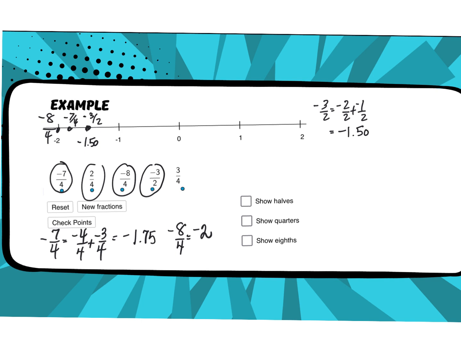And all that's left is 2/4 and 3/4. And we know that 2/4 is 50 cents. And 3/4 is 75 cents. So that would go right between 0 and 1. And 2/4 would be right in the middle because that's 50 cents. And 3/4 would be between those because that's 75 cents. Okay.